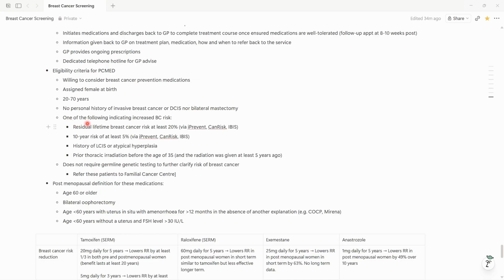They also need to have one of the following factors to indicate an increased breast cancer risk. So the first is that they need to have a residual lifetime breast cancer risk of at least 20% via an iPrevent calculator, but other calculators that are validated include the CanRisk and the IBIS calculator. The other criteria will be 10-year risk of at least 5%, or a history of LCIS or atypical hyperplasia, or they have a history of prior thoracic radiotherapy before the age of 35, and that the radiation was more than 5 years ago.